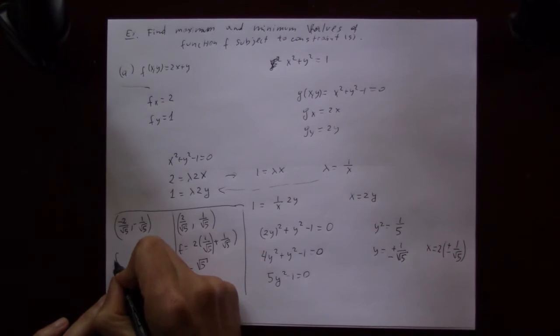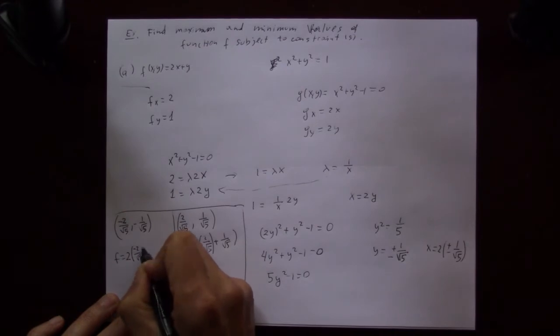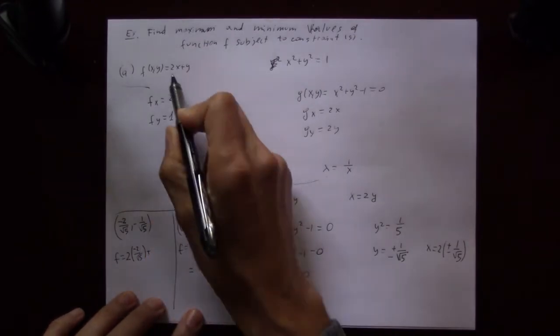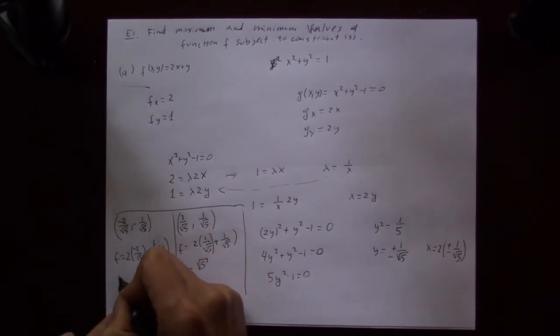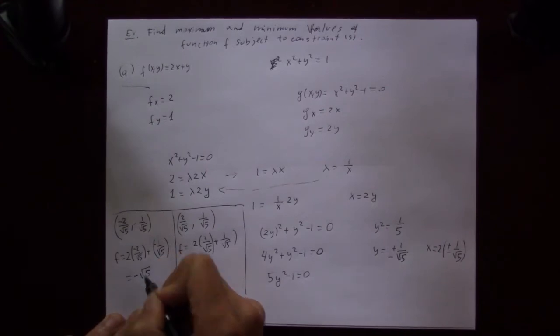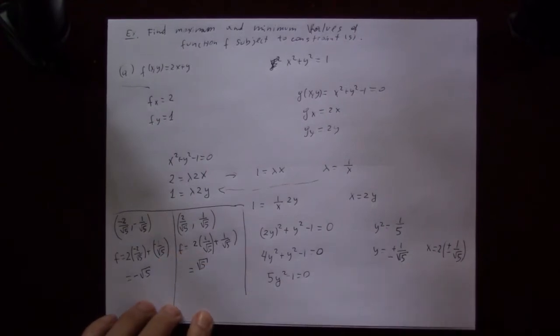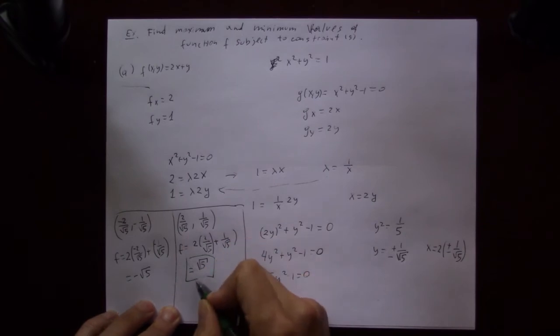Second one, for the first one, we will substitute negative 2 over root of 5 for x, negative 1 over root of 5 into the expression for f. So we're going to get negative square root of 5. So our answer is going to be square root of 5. The maximal value of the function is going to be square root of 5. That will be the maximal value.